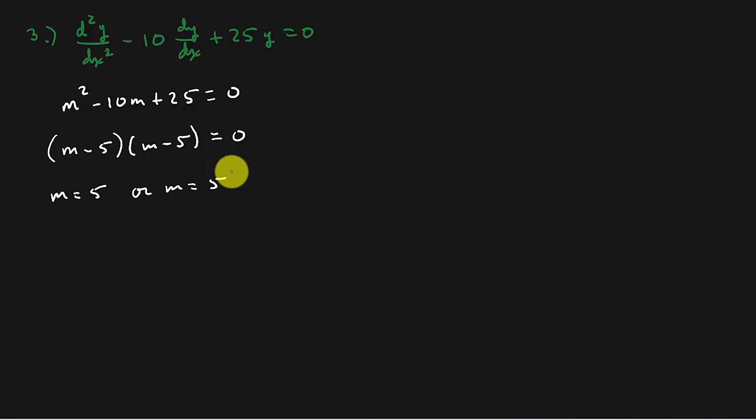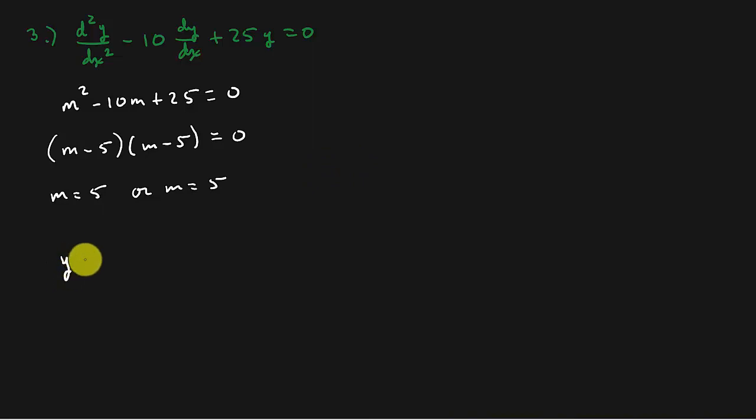And look, if you wanted to, instead of writing it like this, you could write m minus 5 squared equals 0, m equals 5, and just know that you have two roots, okay? But like I said, if it helps you to write it out like this, that's fine. It might be a little easier for you to see.